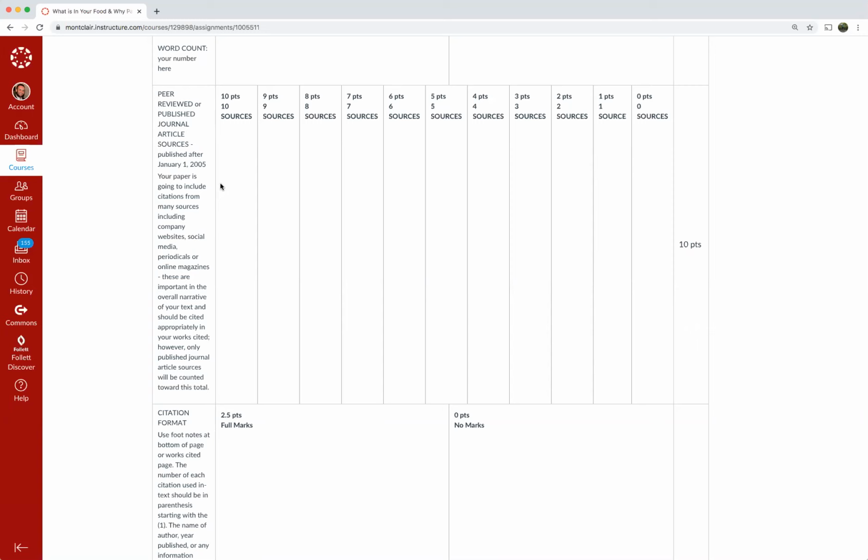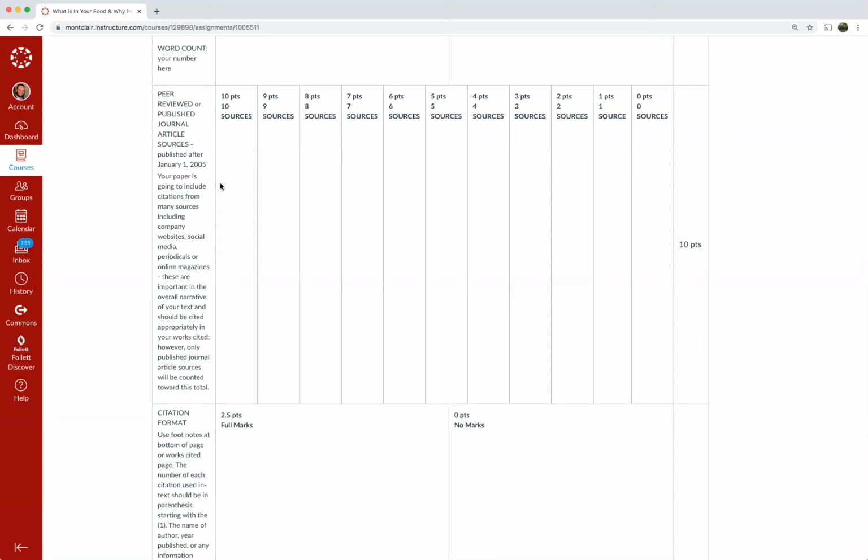However, only published journal article sources will be counted toward this total. You should do your best to find a peer reviewed journal article, which would be research or a meta analysis. Typically, if you're in something like the Journal of Clinical Nutrition, all of the articles are going to be peer reviewed. You don't necessarily have to check the peer reviewed box in your search, but you want to make sure that it's an established journal, preferably a study that was done.